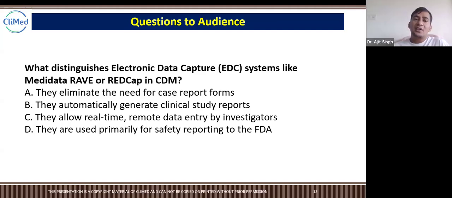That is also a research management system. There are also DMSs, data management systems. So multiple things are there in the market. But right now Rave and REDCap are among the world-famous ones that everyone uses. So the answer here is that this allows real-time remote data entry by the investigator.